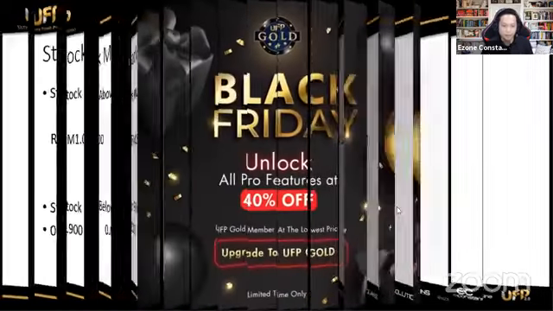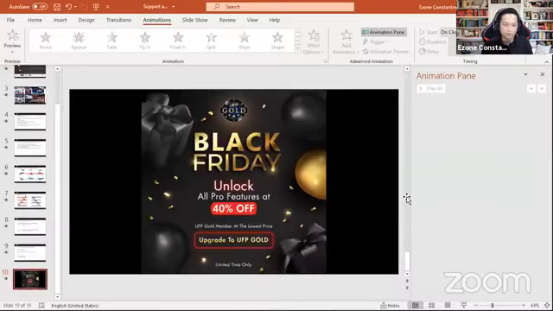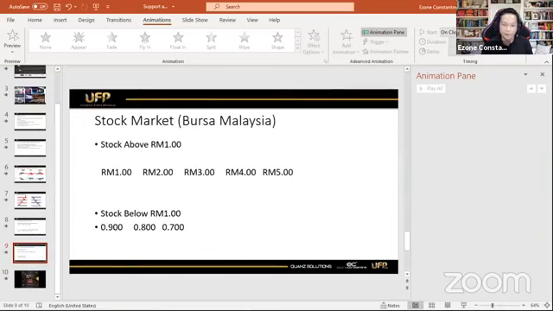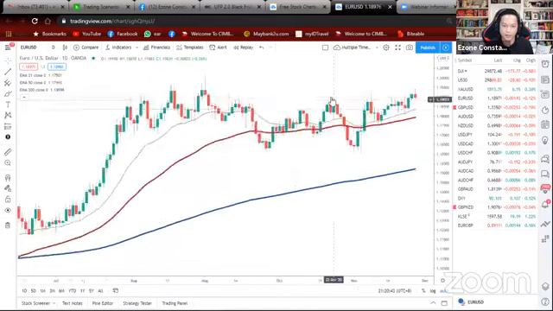Okay, now let's begin right here by looking at the chart together. How many of you are ready? Okay, let's begin with the Forex market first. Okay, let's have a look in the Forex market.